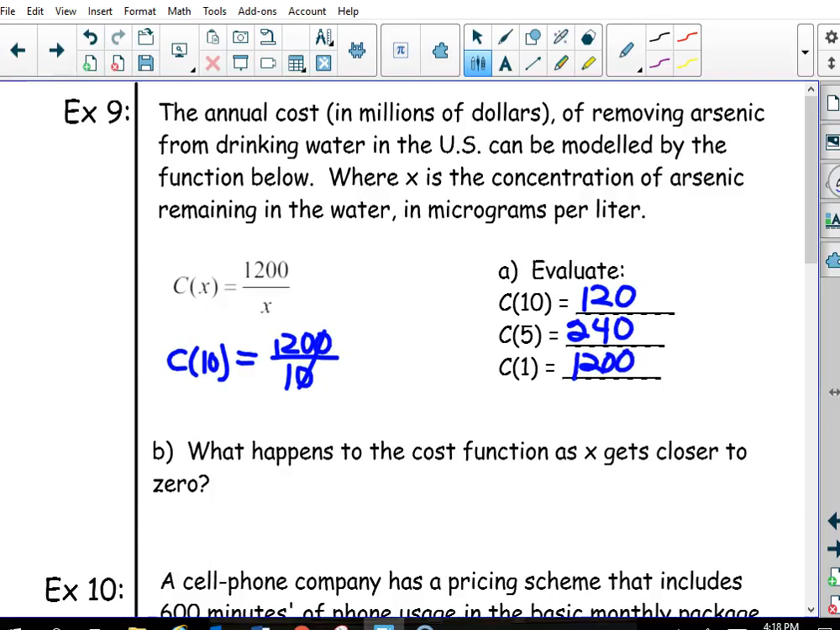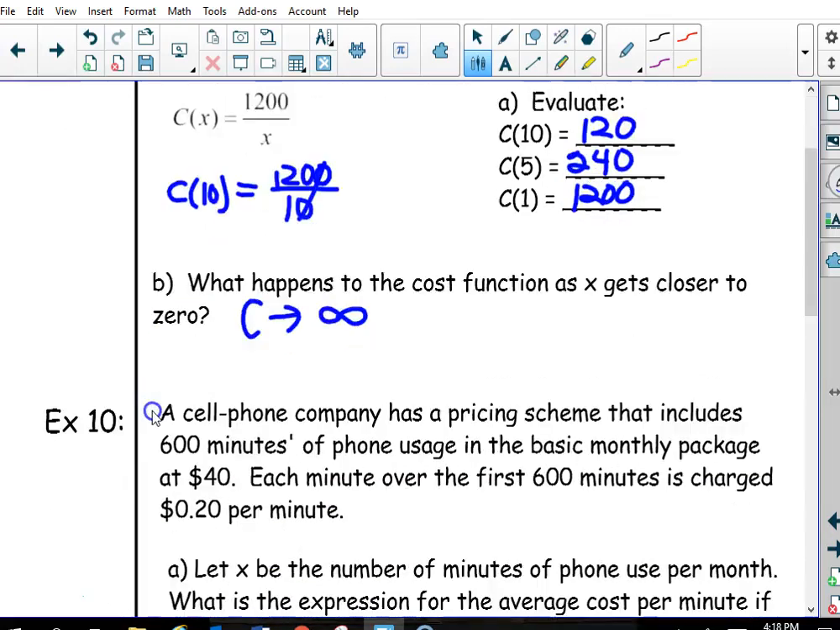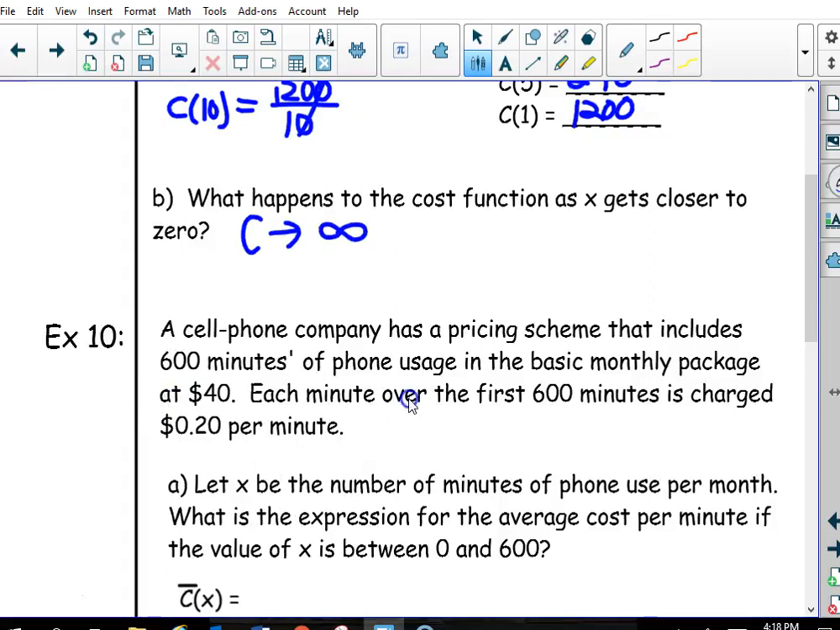What happens to the cost function as x gets closer to 0? Well, as x gets smaller, the cost gets greater. But what they're asking is, if it gets closer and closer to 0, one way to think of this is my cost gets closer and closer to infinity. That's the answer they're looking for on the software. I mean, on the XYZ homework.